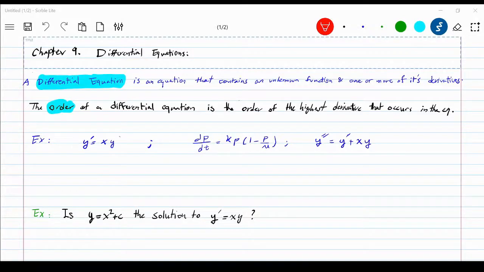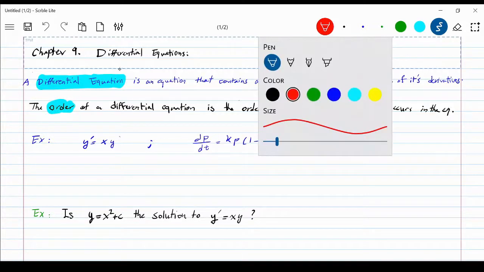Welcome back. For today, we're going to start chapter 9, Differential Equations. This lecture is going to be very short. It's just an introduction to what a differential equation is and what the solutions look like for a differential equation. So first, let's look at the definition.